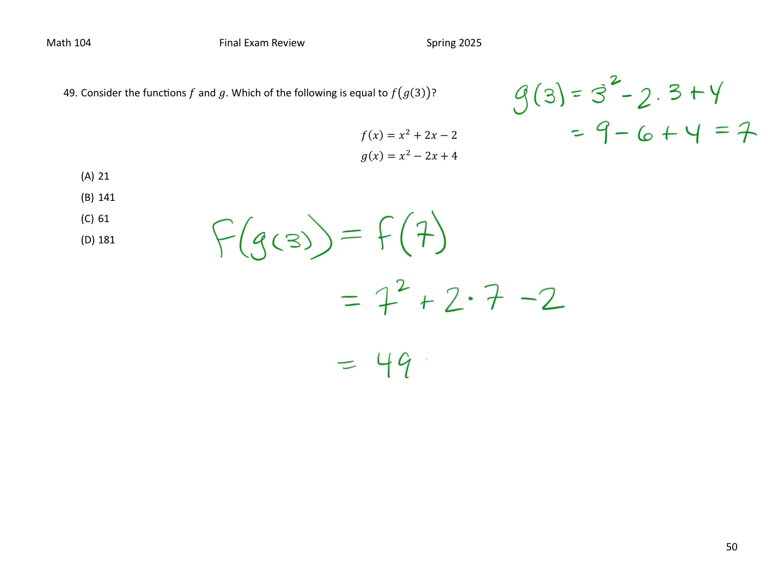So that's 49 plus 14 minus 2. So 49 plus 10 is 59, plus 4 more is 63, minus 2 is 61. That's option C.